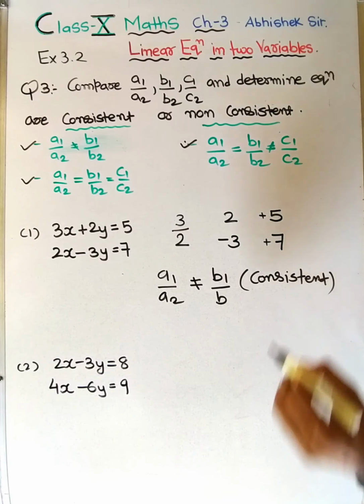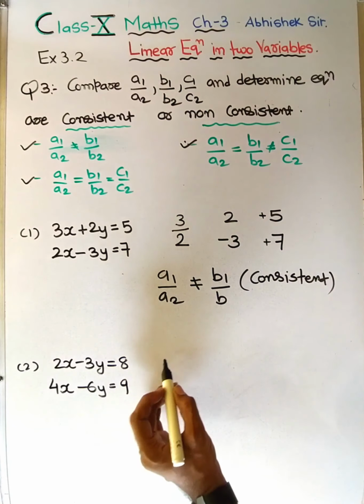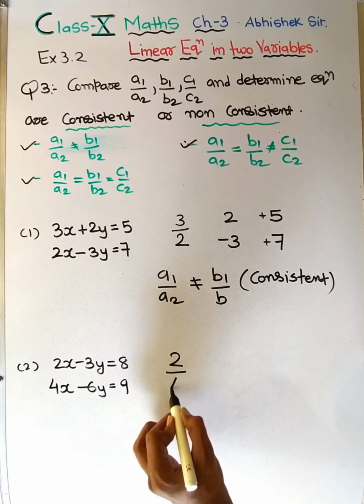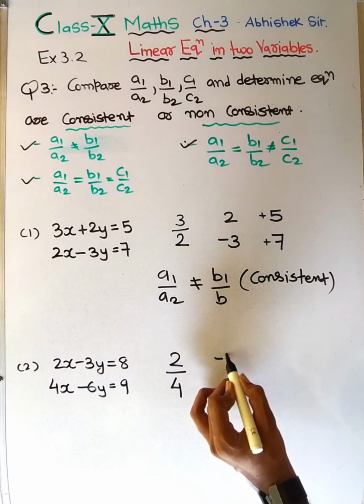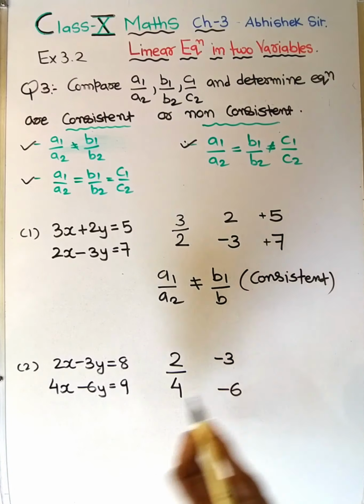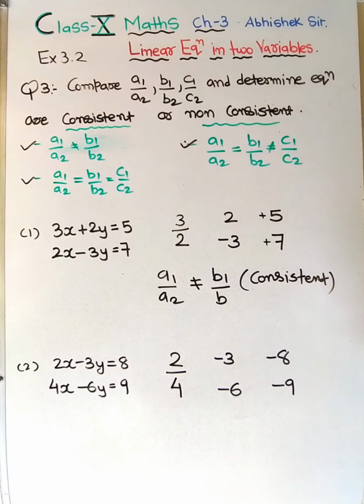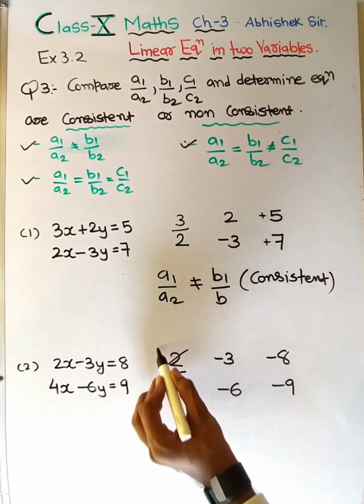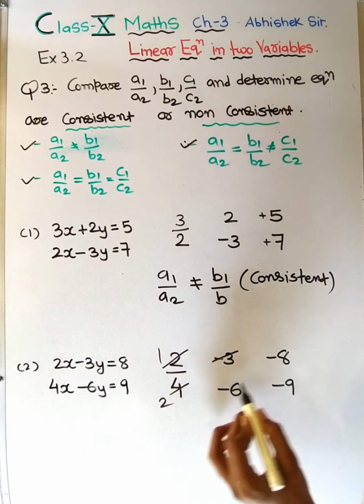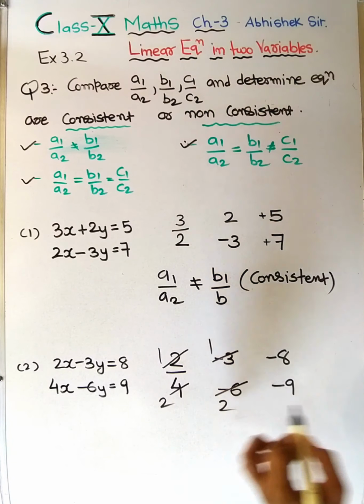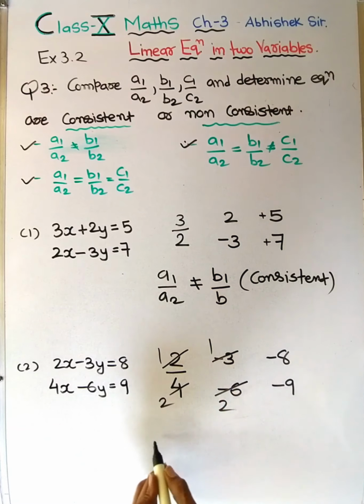Clear? Moving on to this side, we have A1 by A2 as 2 by 4, B1 by B2 as minus 3 by minus 6, and again here we have minus 8 by minus 9 as C1 by C2. 8 and 9 I have taken to the other side to make it the general equation. Now if you cancel, 2 1s are 2, 2 2s are 4, minus minus plus, 3 1s are 3, 3 2s are 6. A1 by A2 and B1 by B2 are the same.